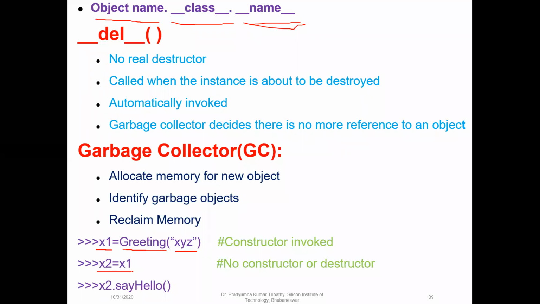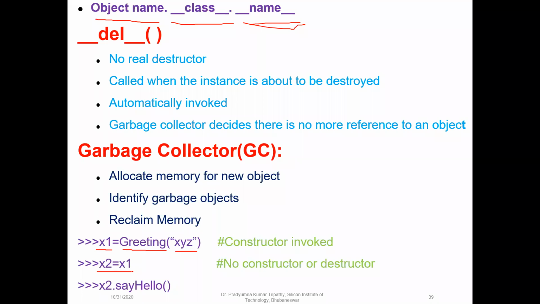So I may access any of the variables by using x2 dot say hello or something, these methods which are defined inside the greetings class. Is it understood? Is everything understood from this slide? Sir, yes.